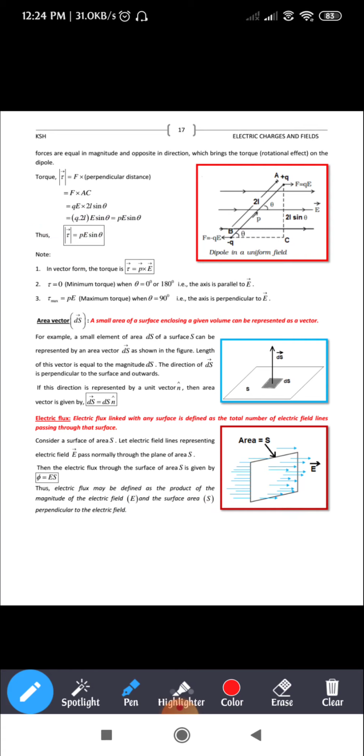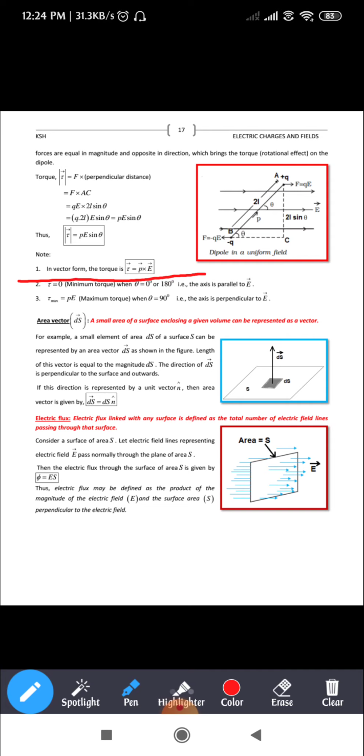As you know, the first case comes out to be here in the vector form. You are going to express the torque as tau vector is equal to vector p cross vector E. Since it is a sin theta, we are going to express it in terms of a cross product. So now it's time to see in which position this electric dipole experiences the maximum torque.